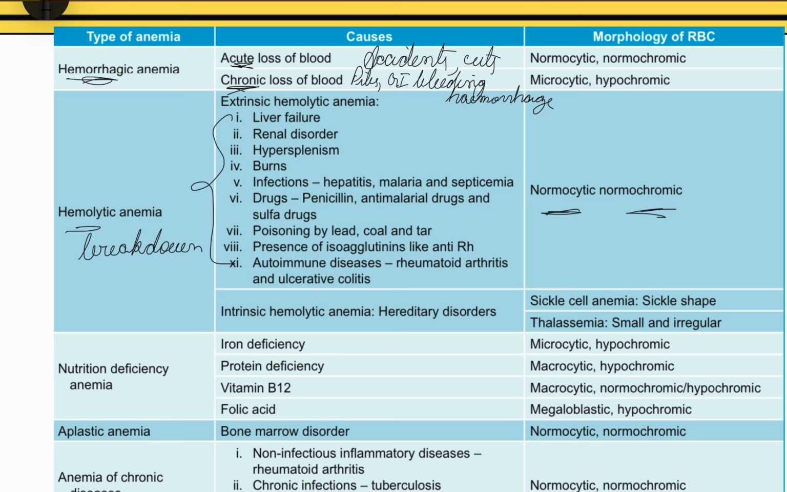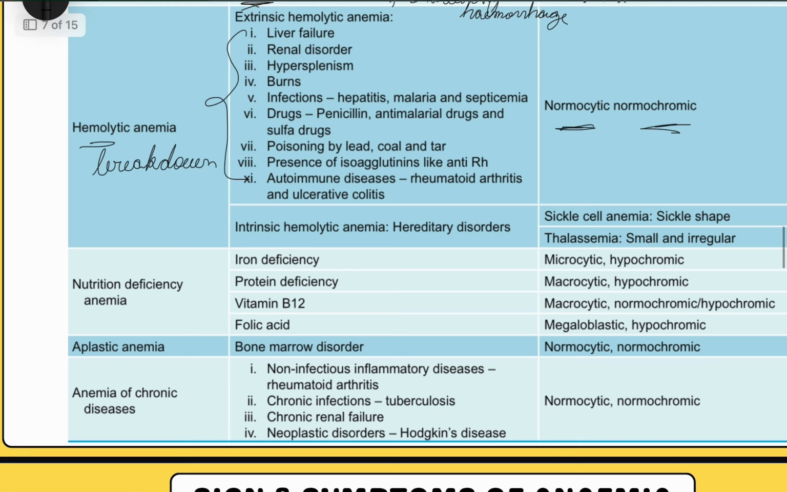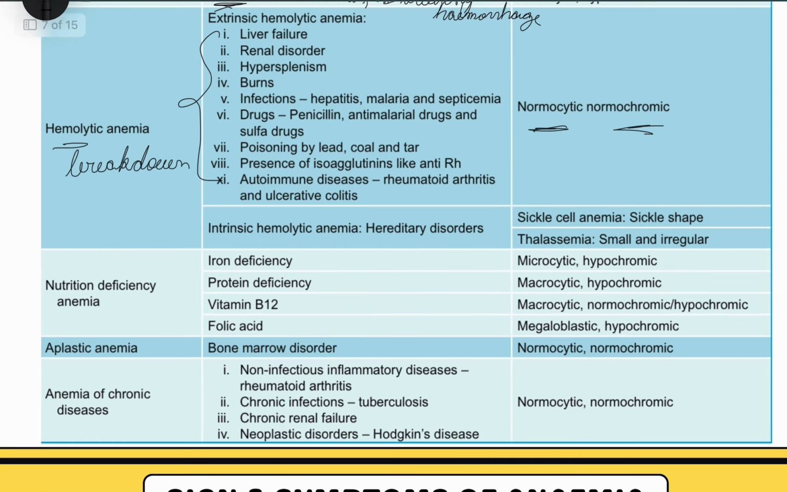Next, we have the nutritional deficiency anemia. Now again, nutritional deficiency anemia can be of the following types: iron deficiency, protein deficiency, vitamin B12 and folic acid deficiency. This is one of the most important types of anemia, because it is quite widely seen in people of today's generation due to their poor diet. So in iron deficiency anemia, the morphology will be microcytic and hypochromic.